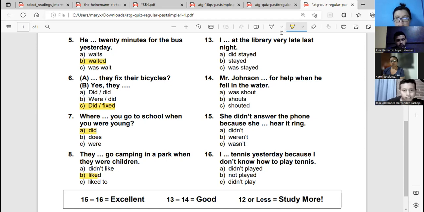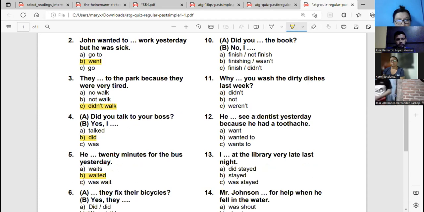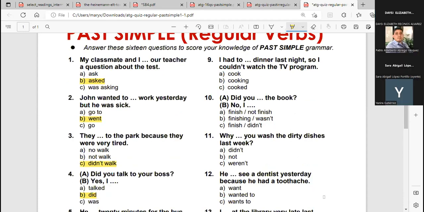Letter B. Letter C. C, okay. They like to go camping in a park. Okay, Carla, let's continue with number 9 and 10. Number 9. I had to cook dinner last night, so I couldn't watch the TV program.